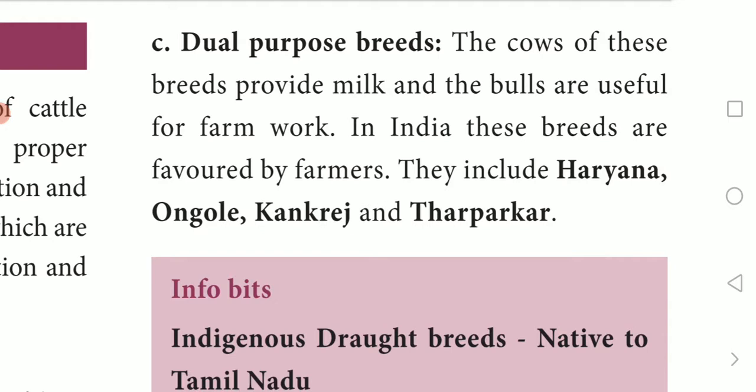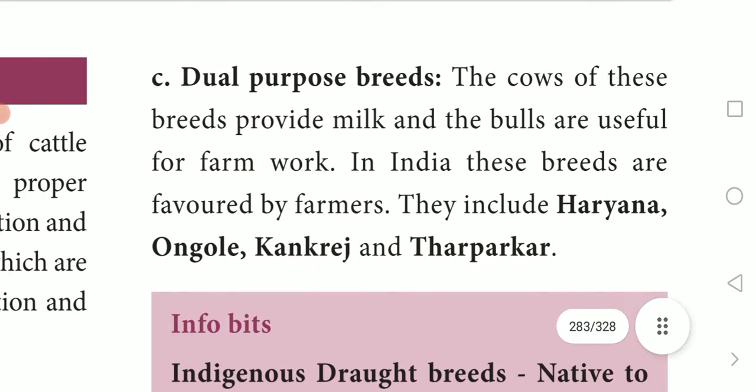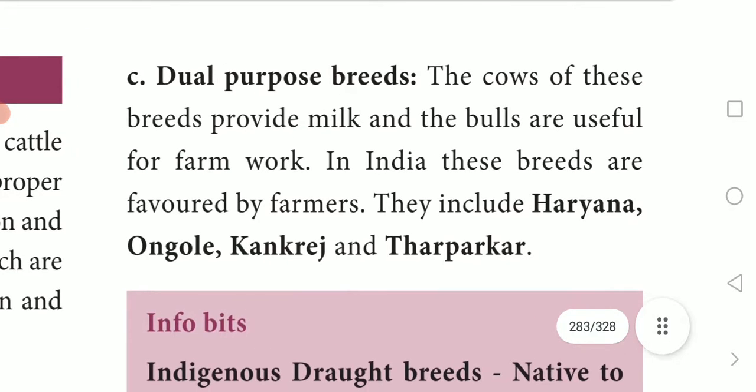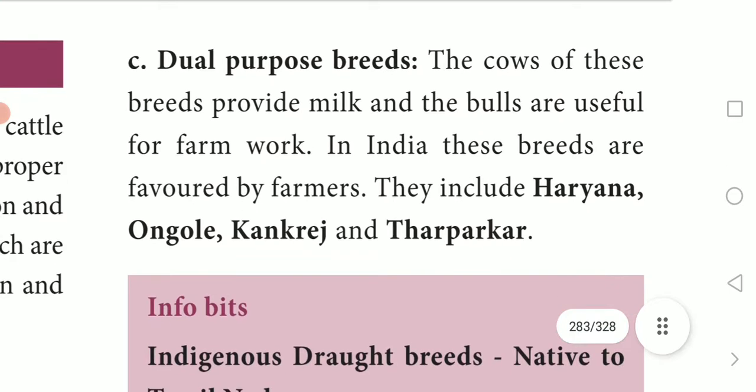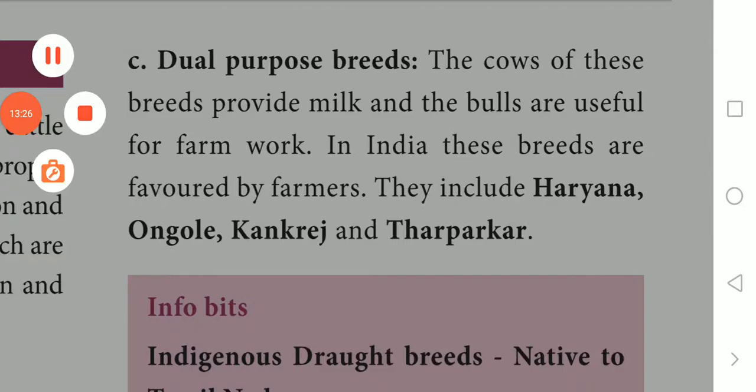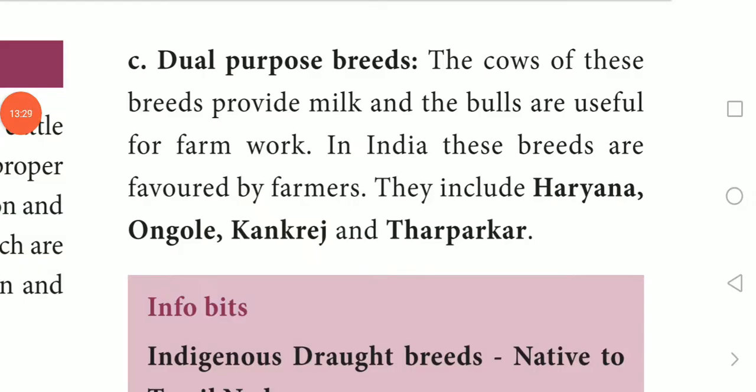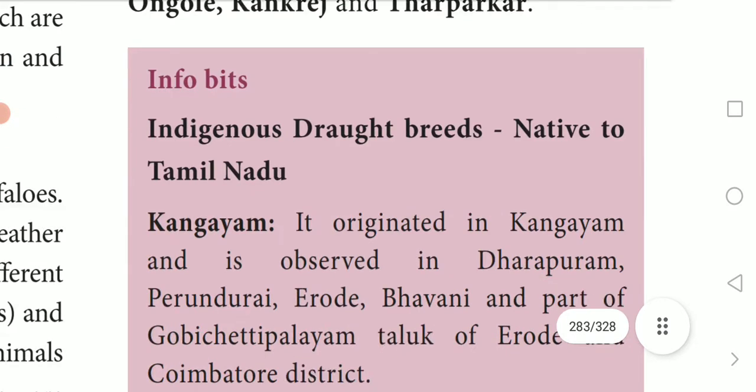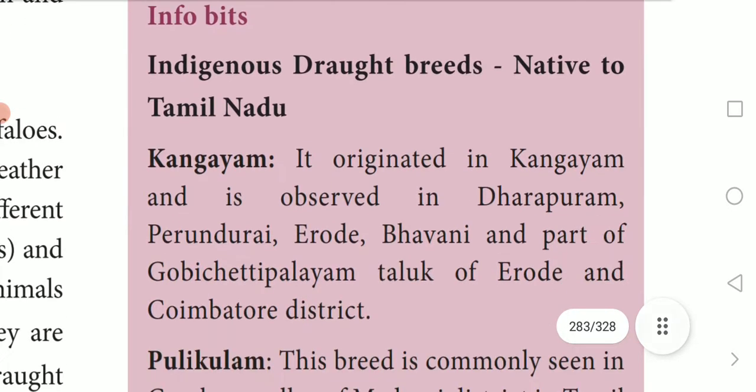They include Haryana, Ongole, Kankrej, and Deoni. So these are the dual purpose breeds. Dual purpose breeds mean that the animals can be used for extracting milk as well as for the agriculture field. Dual means two. So a single species of animal can be used for two purposes. That is why they are called dual purpose breeds.